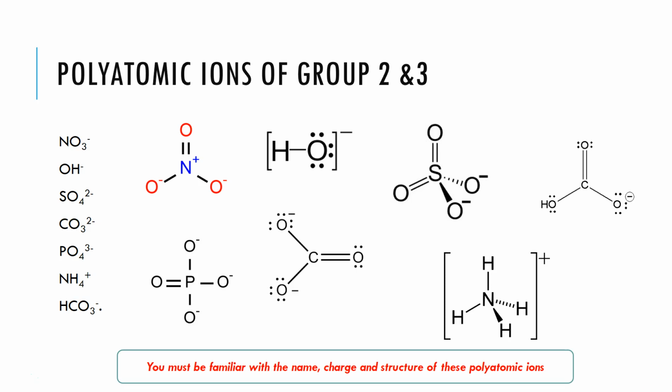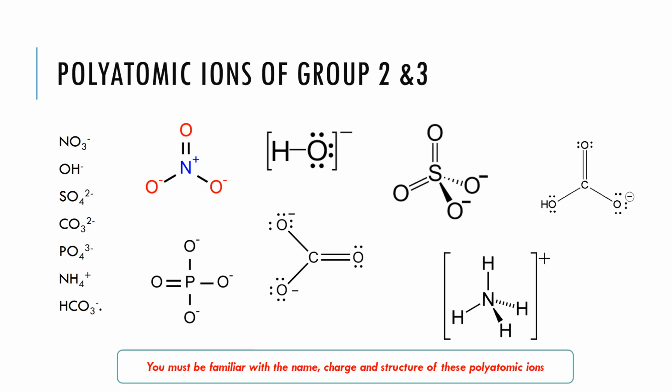So you need to know nitrate, hydroxide, sulfate, carbonate, phosphate, ammonium, and hydrogen carbonate. I want you to see if you can write the names around each of these structures. So pause the video, write the names on each of the structures, and then come back to see if you got them right.